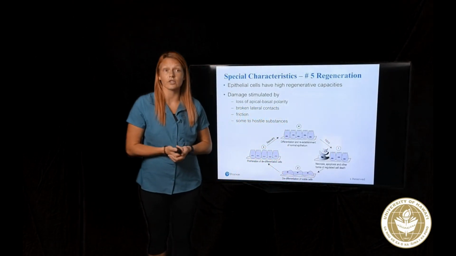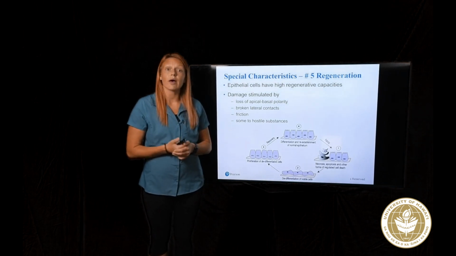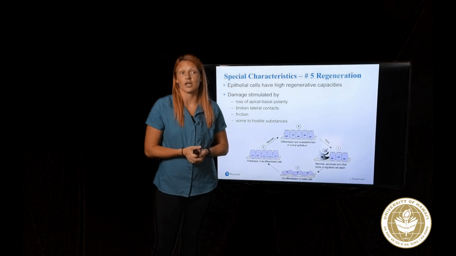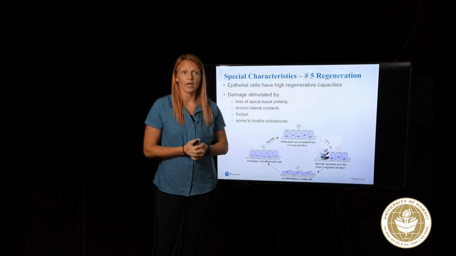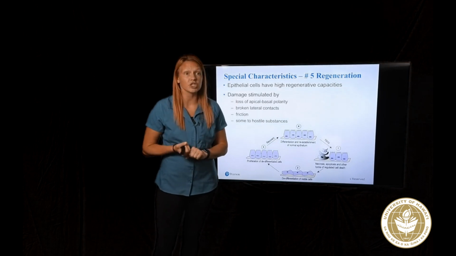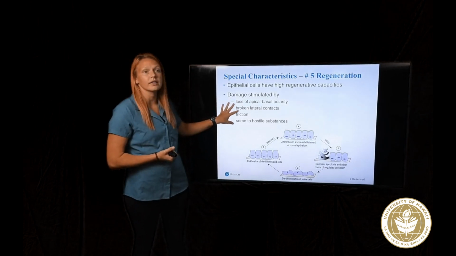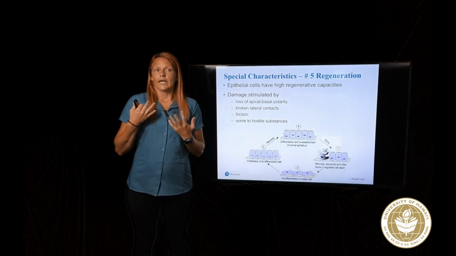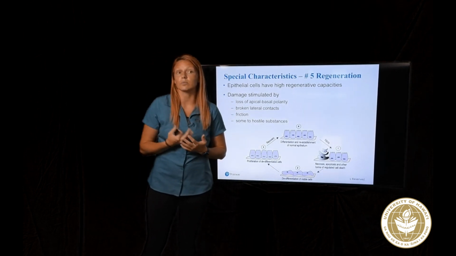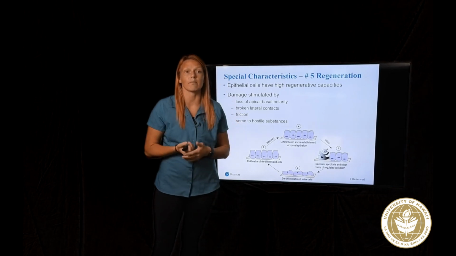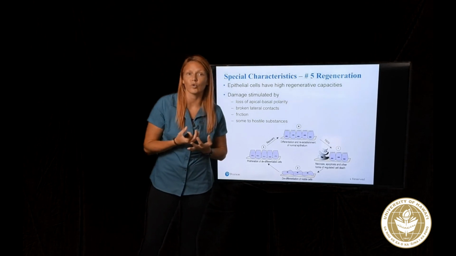Finally, the fifth big characteristic of epithelial tissues is their regeneration capacity. Epithelial tissues have a very high regeneration capacity because there might be a lot of damage. There's a lot of trauma, there's a lot of friction and other damage. And damage can be stimulated by a lot of different things. That damage can cause things like losing that apical basal polarity, so losing those two sides to that membrane. Maybe the lateral contacts between the cells are broken.